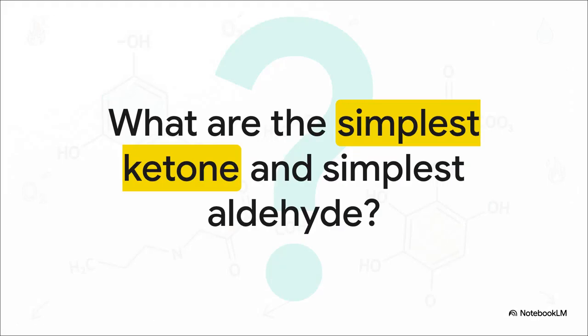Simple as that. I want to pause for a second and throw this over to you. Based on the rules we just established about what makes an aldehyde and what makes a ketone, what do you think the absolutely simplest version of each would look like? Like, how few carbons can we get away with while still following the rules?